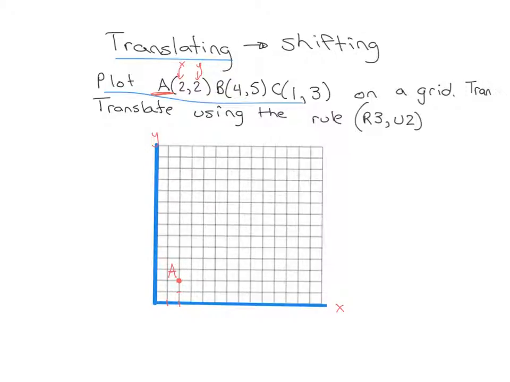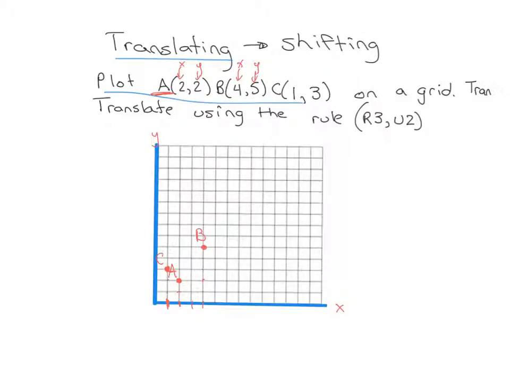The next one is B, and it has an x value of 4, a y value of 5. So an x value of 4 means 4 to the right, 1, 2, 3, 4. There we go. A y value of 5 means 1, 2, 3, 4, 5. There's our B. Perfect. Now C is 1, and then it's up 3. So you can see 1 to the right here, up 3, 1, 2, 3. Right there. And just put that C there.